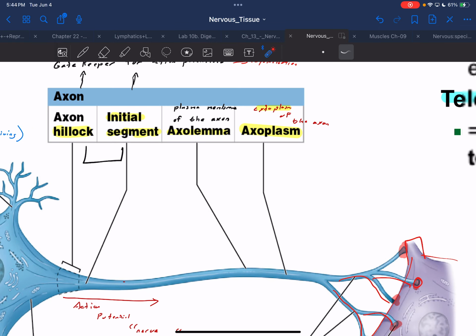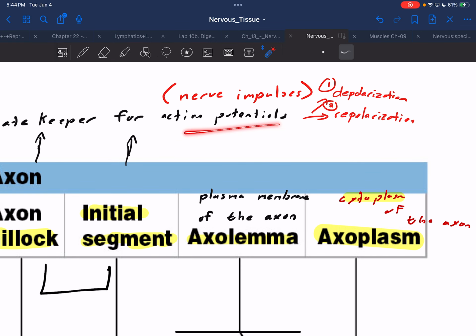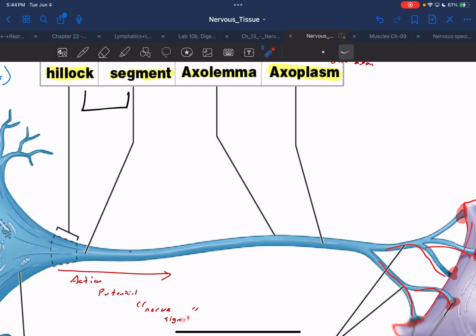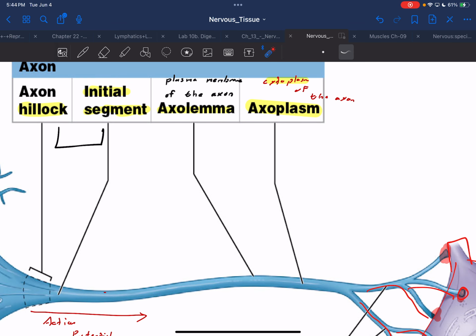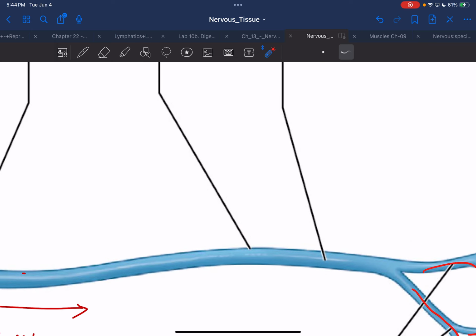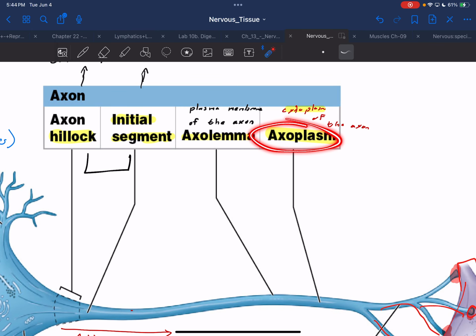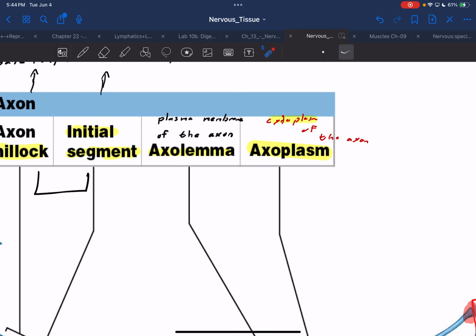And so as we look at this initial segment here, these are regulating that action potential. We'll talk about it again later. But this structure here, the plasma membrane of the axon, is going to be considered the axolemma, which means plasma membrane of the axon. And this little center space inside is going to be your axoplasm, which just means the cytoplasm within the axon. Nothing too difficult there.